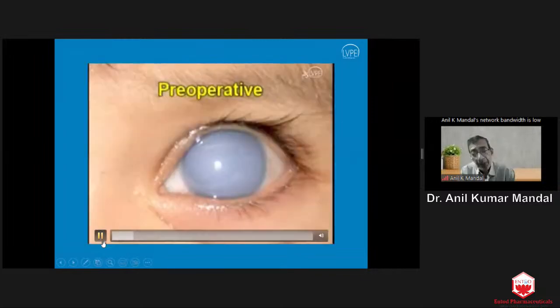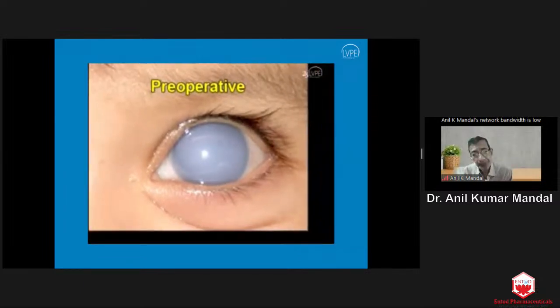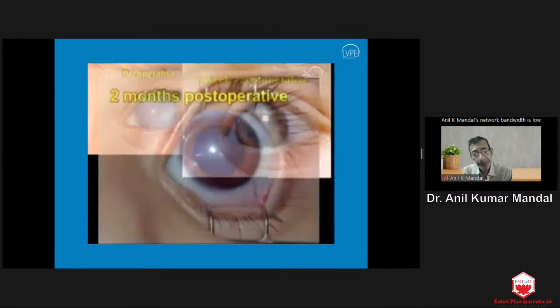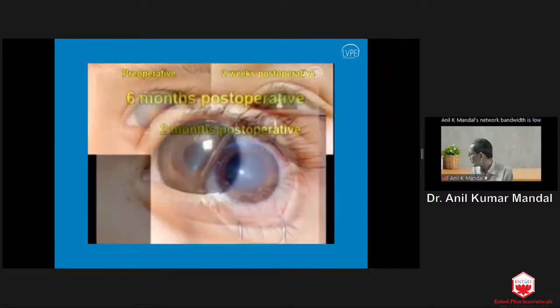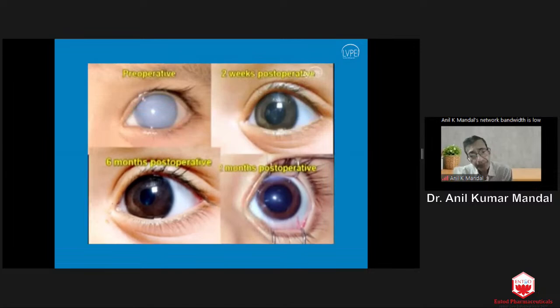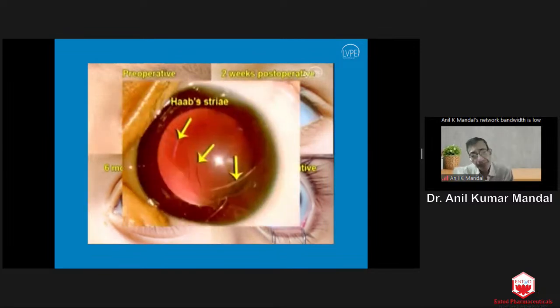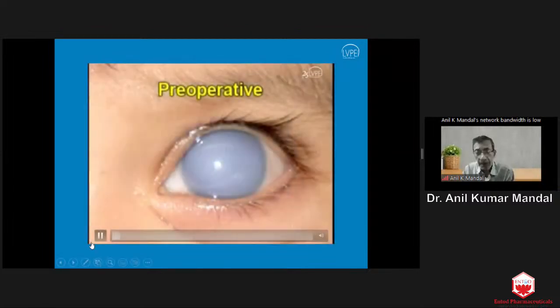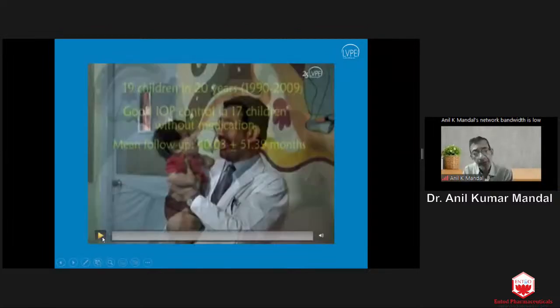Compare and contrast the appearance of the left cornea at presentation and at 2 weeks, 2 months, and 6 months after the surgical technique. Note the clinical appearance of the HAPSTI in this child. You can see how beautifully the corneal edema cleared. Now you see the behavior of the child.